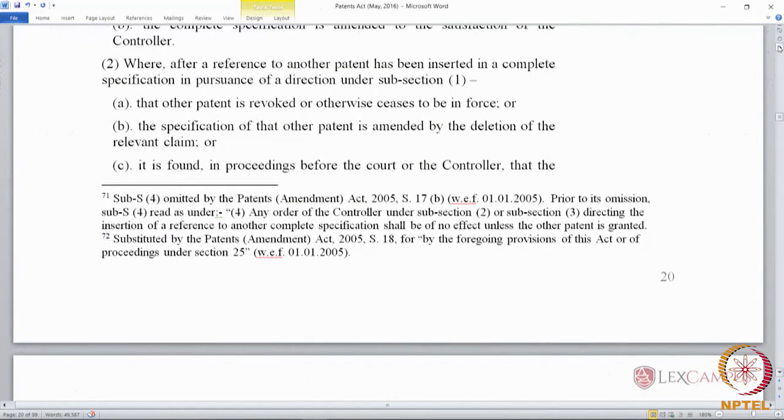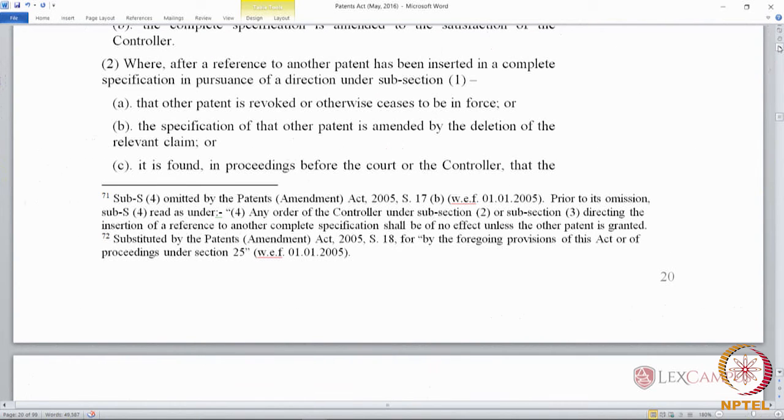What are the 3 instances? The patent got revoked, so there is no question of infringement. The patent got amended, that particular claim was deleted. Or the patent was found to be invalid in court or before the controller, or the court held that what the applicant is doing is not infringement. The scope of the applicant's action, and by presumption the scope of the applicant's invention, is beyond the scope of the claim. This is a declaration by the court. So in these three cases, if a reference has already been made, you can ask for a deletion.